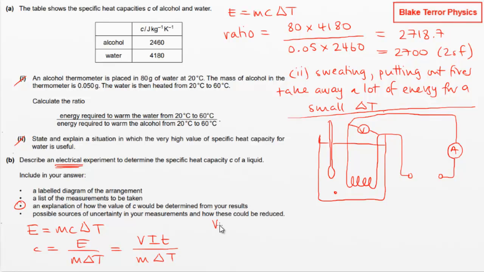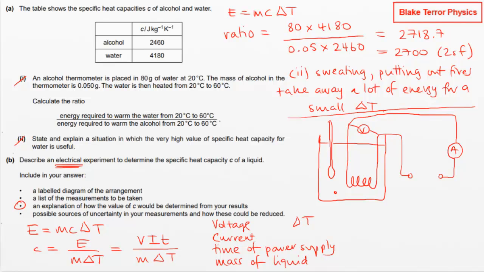You need to measure the voltage, the current, the time that the power is being supplied for, time of power supply. You need to do the mass of the liquid and the temperature change, which I'll just put here, delta T, so the temperature change. So that's 5 things that you need to measure.